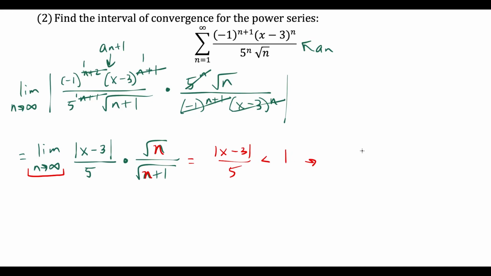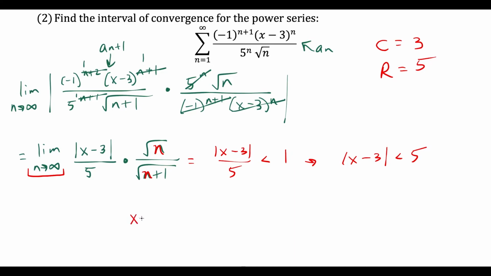We're going to multiply both sides by 5, and that tells us the absolute value of x minus 3 is less than 5. And now if we start to write things out, remember the center of our series is going to be at 3 because that's the x value that makes everything 0. The radius of convergence at this step is going to be obvious that it's equal to 5. And now that's going to help us build our preliminary interval before we explore the endpoints.